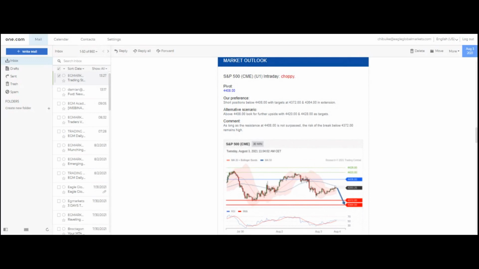Now, let's take for instance, we want to look at the S&P 500. Basically, the S&P 500, we have intraday. When we hear the word intraday, it means a lower time frame. The time frame can either be 15 minutes or 30 minutes. Okay, 15 minutes or 30 minutes. That's what it means.